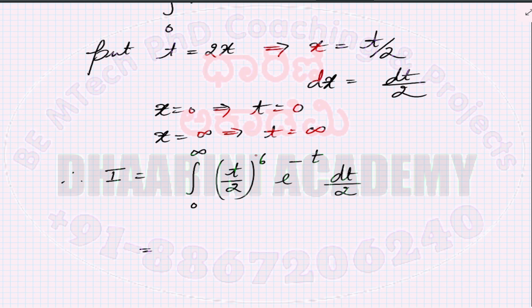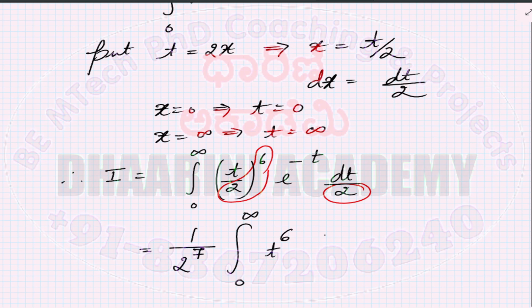So I'm talking about this and this. So you club them together, 2 to the power 6 and one more 2. So this becomes 2 to the power 7. So that is 1 divided by 2 to the power 7, which comes out. Then integral 0 to infinity, this is t to the power 6 into e to the power minus t dt.